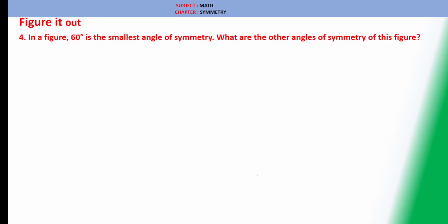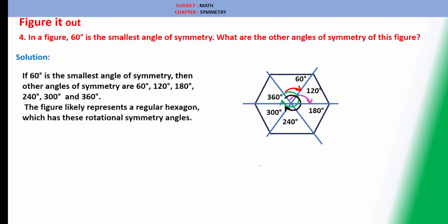Figure it out. Question number 4. In a figure, 60 degrees is the smallest angle of symmetry. What are the other angles of symmetry of this figure? Solution. See here, if 60 degrees is the smallest angle of symmetry, then the other angles of symmetry are 120 degrees, 180 degrees, 240 degrees, 300 and 360 degrees. The figure likely represents a regular hexagon, which has these rotational symmetry angles as shown here: 60 degrees, 120, 180, 240, 300 and 360 degrees.